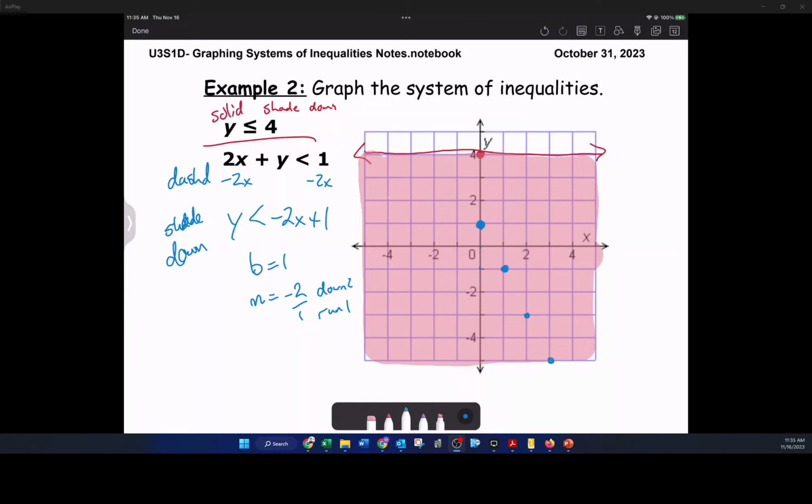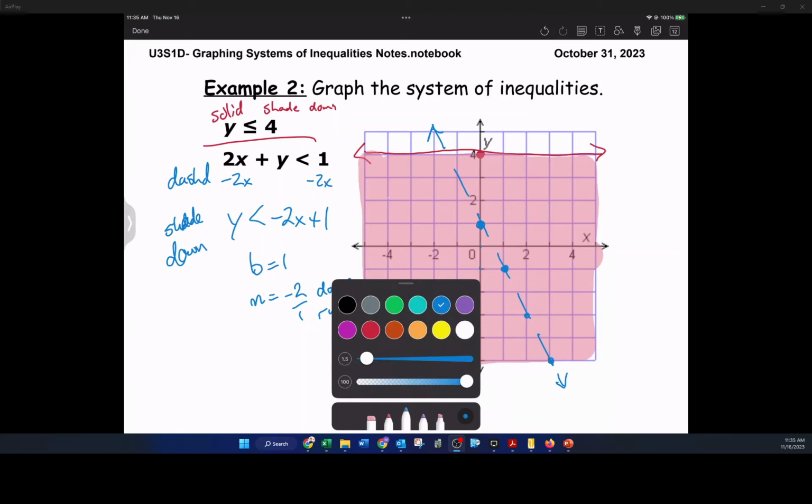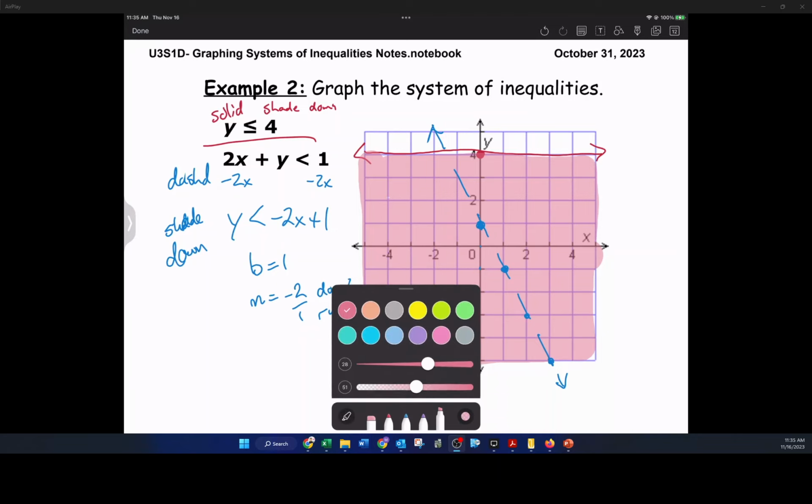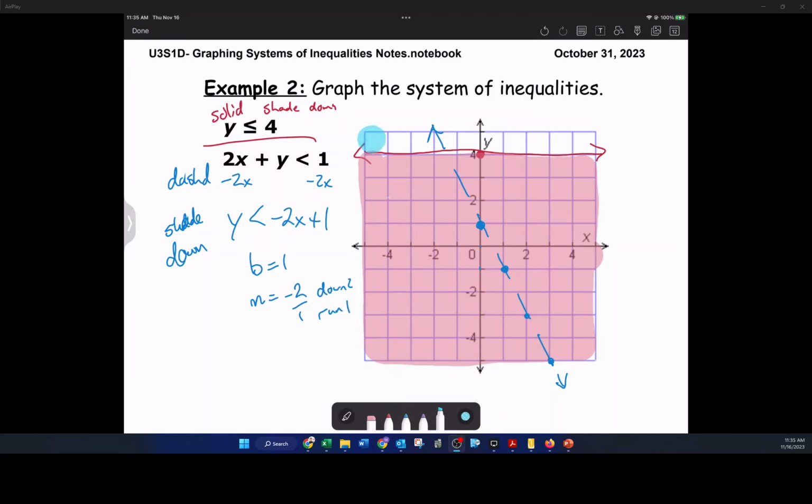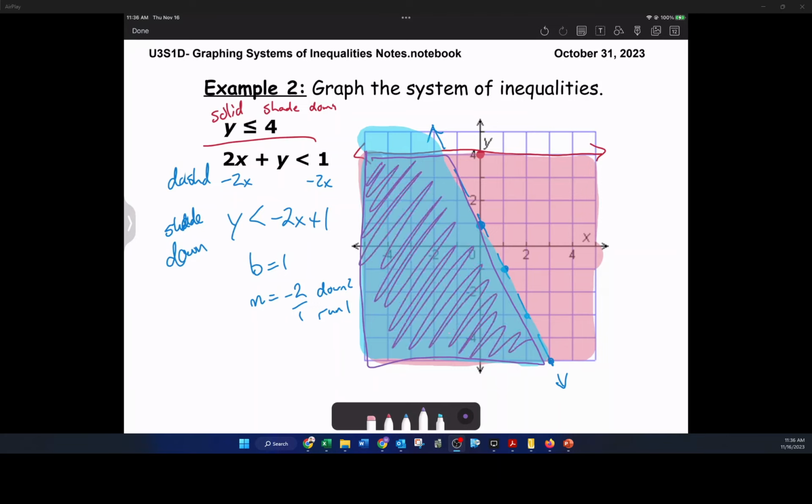Like I said, it is dashed. And we are shading below that line. So we are shading here. So it overlaps in this area. Right there.